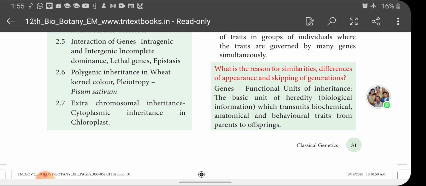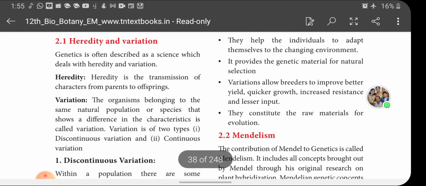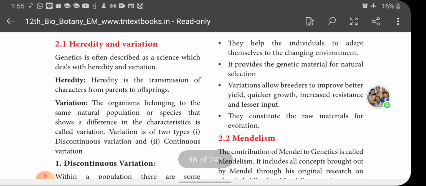Genes, the functional unit of inheritance, the basic unit of heredity, which transmit biochemical, anatomical and behavioral traits from parents to offspring. Heredity and variation. Genetics is often described as a science which deals with heredity and variation.